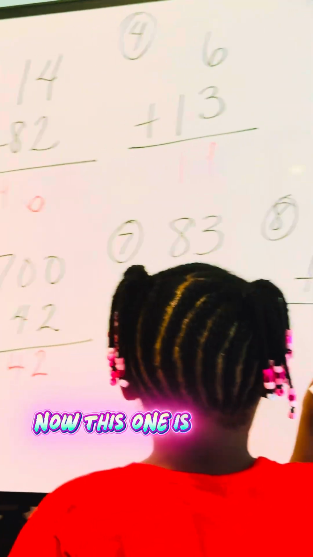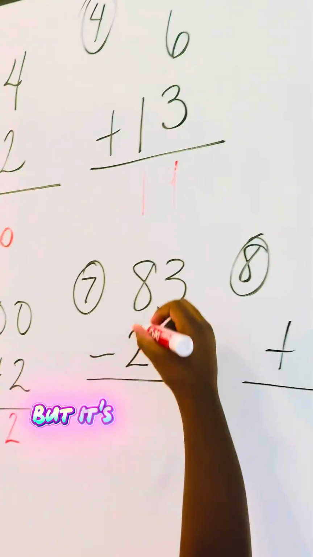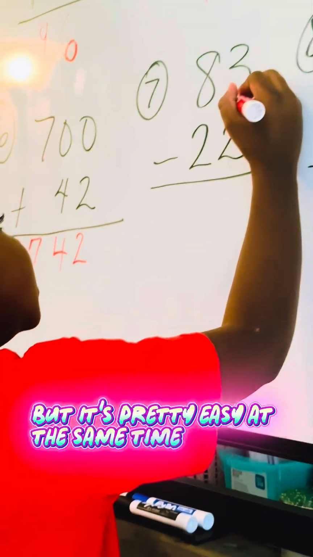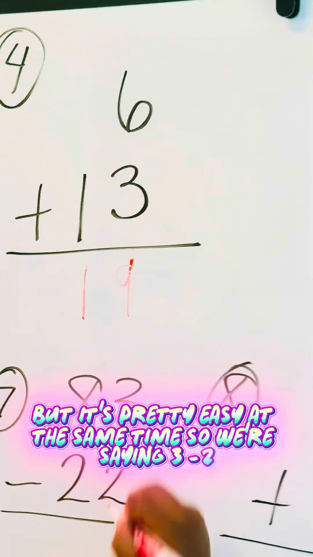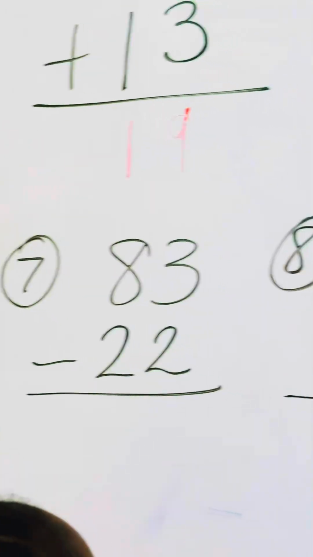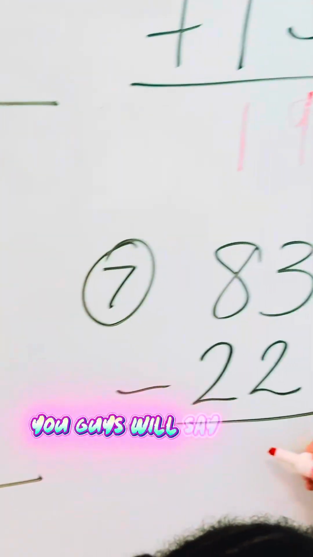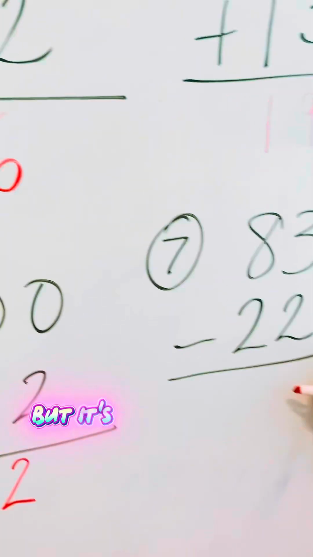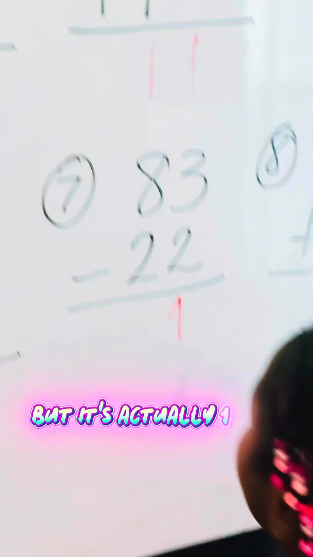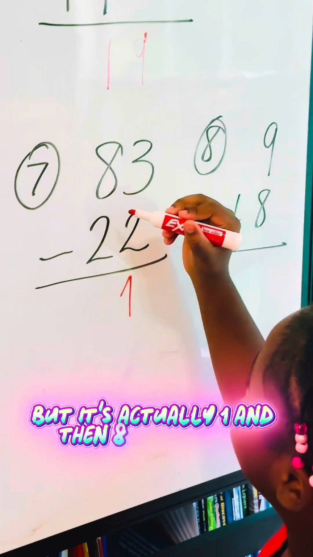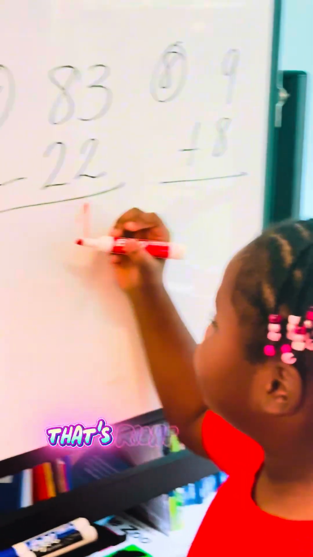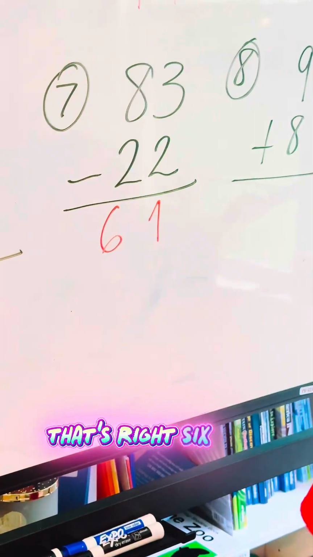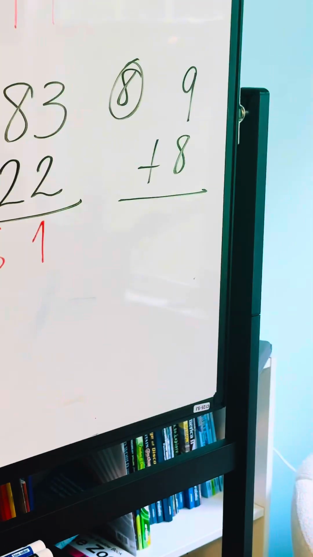Now this one is pretty tricky, but it's pretty easy at the same time. So we're saying 3 minus 2, which will be, you guys will say, I don't know, but it's actually 1. And then 8 minus 2 equals, that's right, 6. So 61.